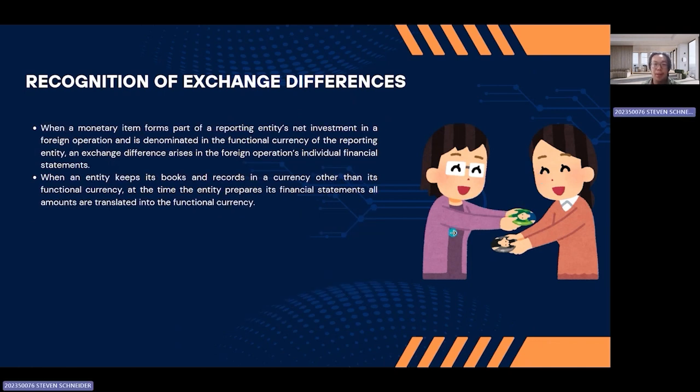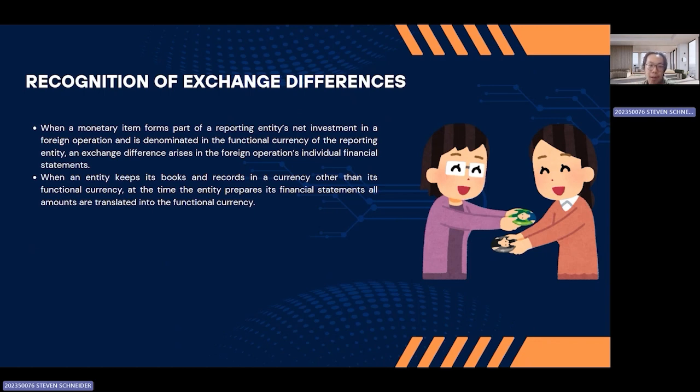So when the monetary item forms part of a reporting entity's net investment in a foreign operation and it is denominated in the functional currency of the reporting entity, an exchange difference arises in the foreign operation's individual financial statements. If such an item is denominated in a currency other than the functional currency of either the reporting entity or the foreign operation, exchange differences arise in the reporting entity's separate financial statements and in the foreign operation's individual financial statements.